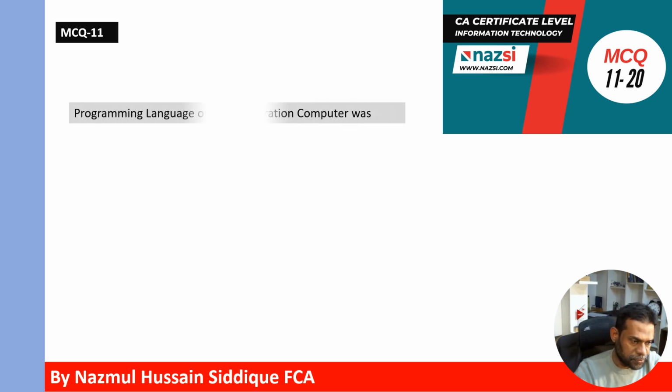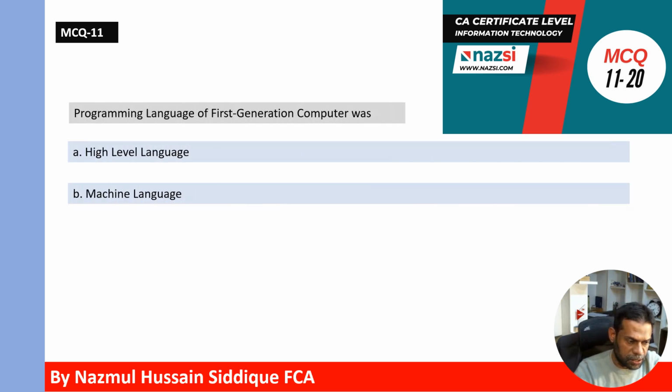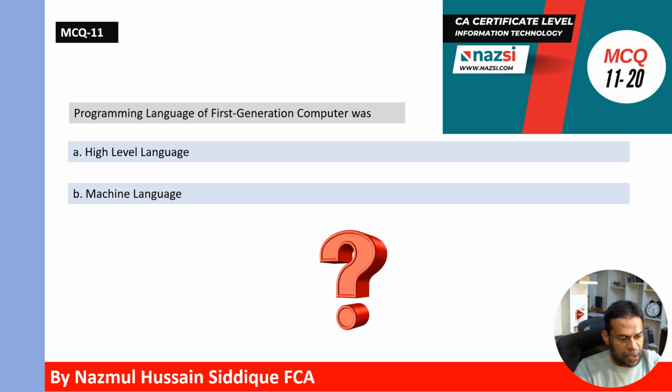MCQ 11. Programming language of first generation computer was A. high level language, or B. machine language. Which one is correct? Correct answer is B. Programming language of first generation computer was machine language.